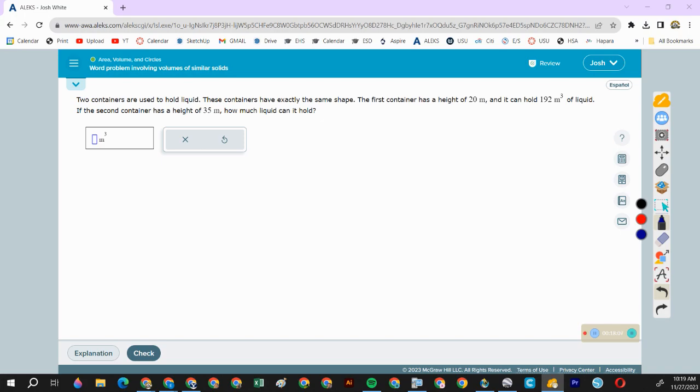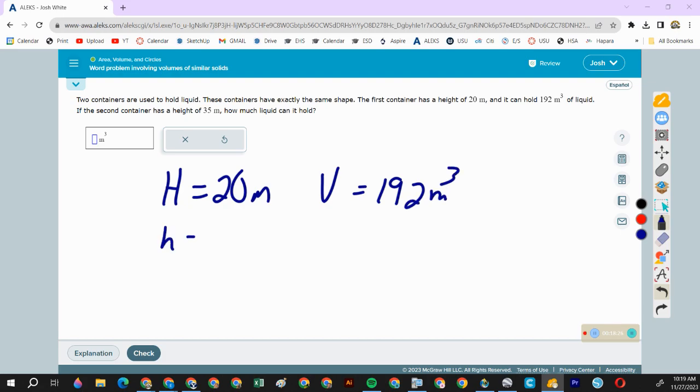Okay. Two containers are used to hold liquid. These containers have exactly the same shape. The first container has a height of 20. So the big H is 20 meters, and its volume is 192 meters cubed. The second container, little h, oh, I got that backwards. So little h and little v. Big H is 35 meters. And what is the big volume?